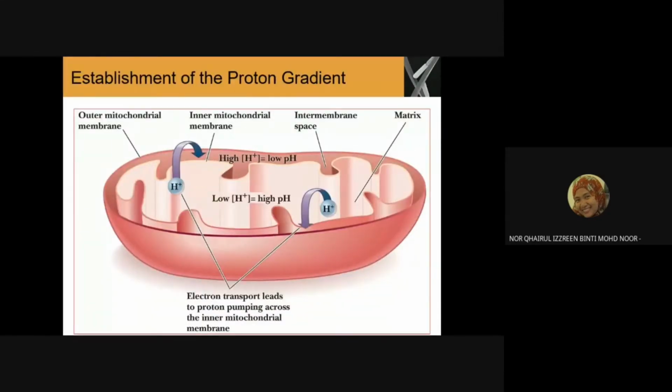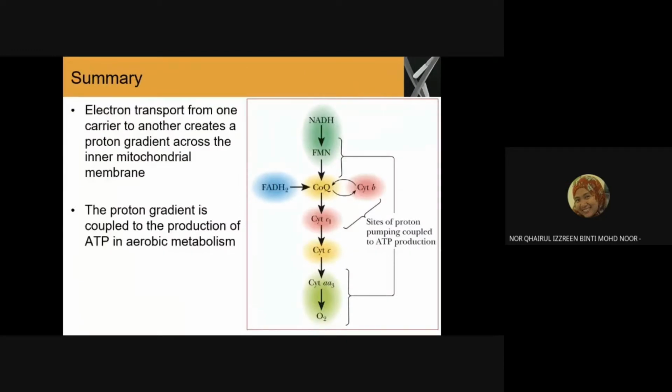So basically, this is the outer mitochondrial membrane and the inner mitochondrial membrane. Where is the high concentration of hydrogen ions, and where is the low concentration? Due to this difference in the electrochemical gradient, it can force ATP synthase to form, or generate, the ATP.